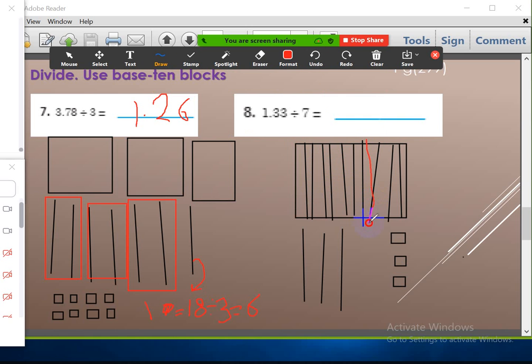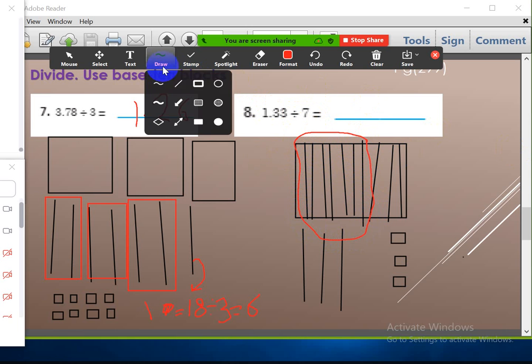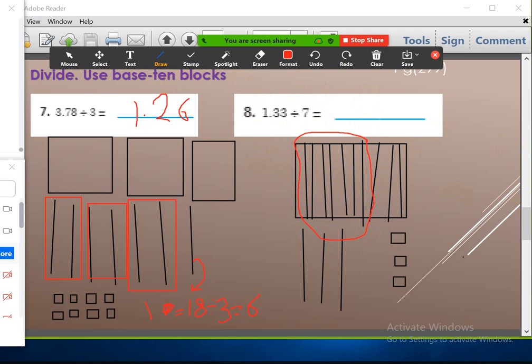Those seven longs, can I divide 7 longs on 7? Yes. 7 divided by 7 equals 1. Very good. That means I have 1 long. How many longs are left with me? 1, 2, 3, 4, 5, 6. There are 6 longs left with me and 3 little cubes.